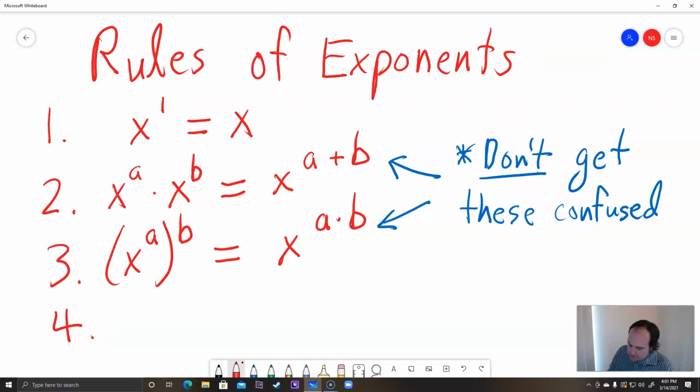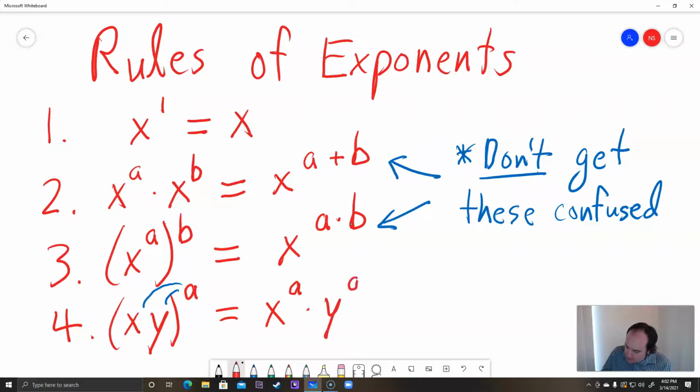Rule number 4 says if you have x times y and you raise it to the a power, so if you have two different variables and then you're raising them both inside parentheses to a power, you can actually just distribute the exponent. That's going to give you x to the a times y to the a. Literally all that's saying is that you distribute.